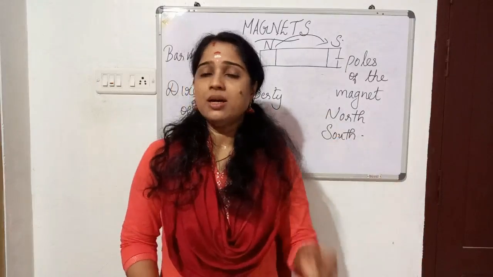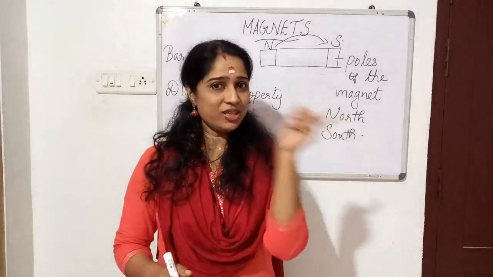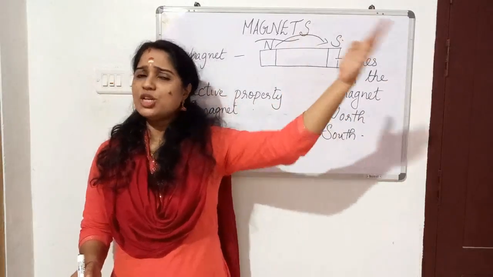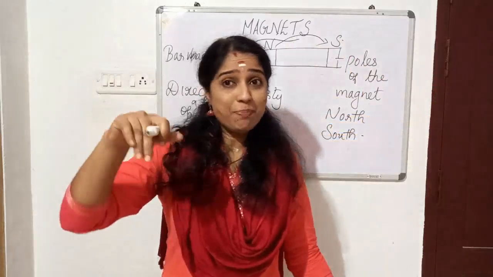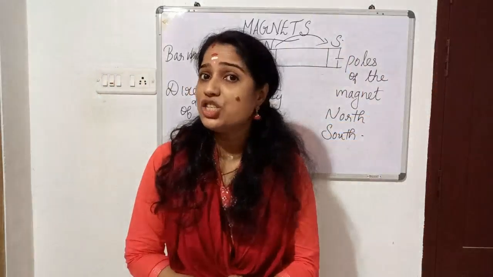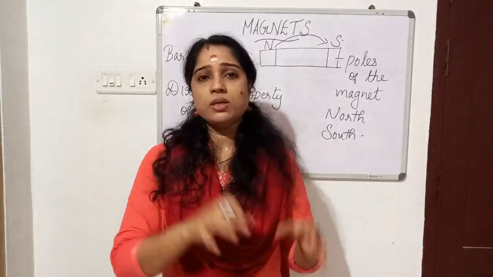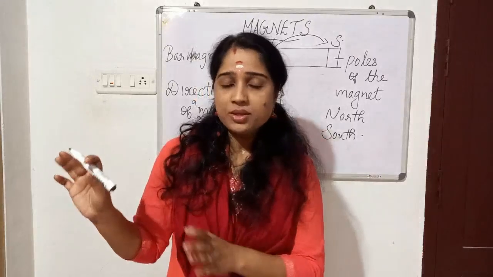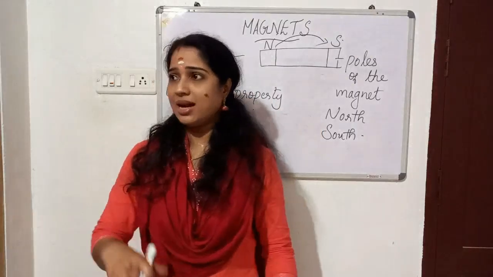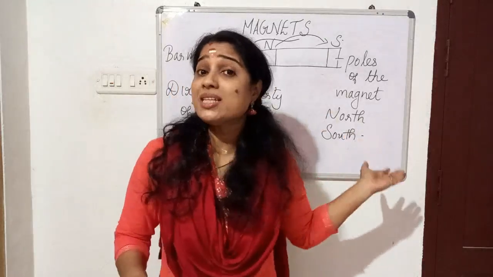So this magnet, especially the bar magnet, always points towards the north-south direction. The part that points towards the north is the north part of the earth. The part that points towards the south is the south part of the earth. Geographical south and geographical north, we say. Geographical means the earth's north side or the earth's south side. So by observing the magnet, you can understand which side is north and which side is south.